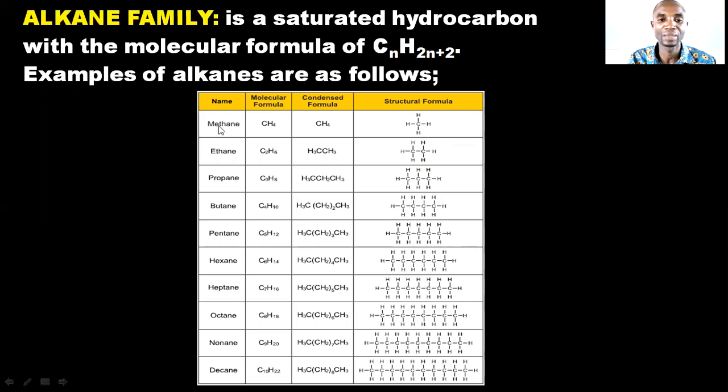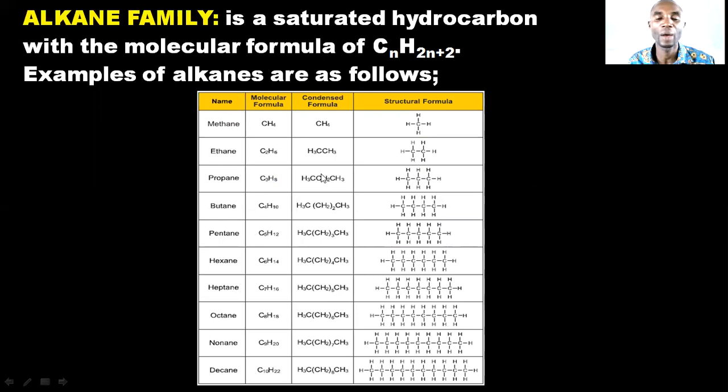And the first member is methane with this formula. The second one is ethane, third one propane, butane, pentane, hexane, heptane, octane, nonane, and decane, number 10. And these are their molecular formulas that are generated using this formula. So these are the general formula for the family, and their condensed form could be written this way. Then these are their structural formulas.